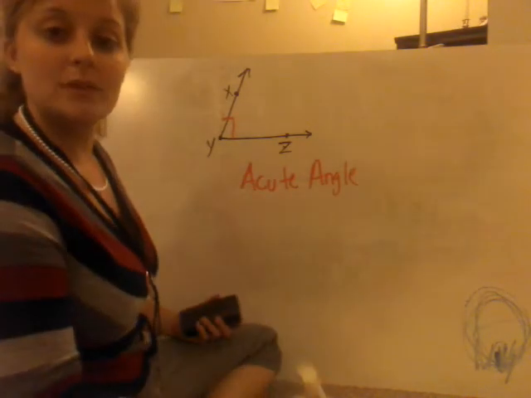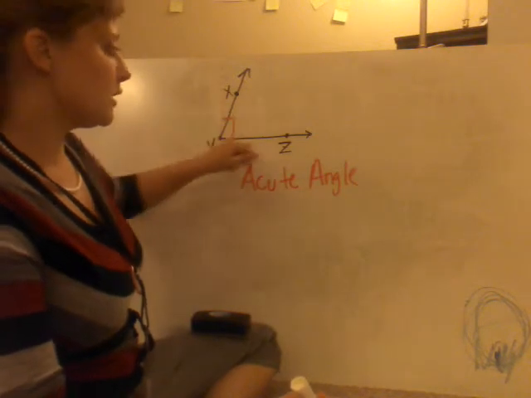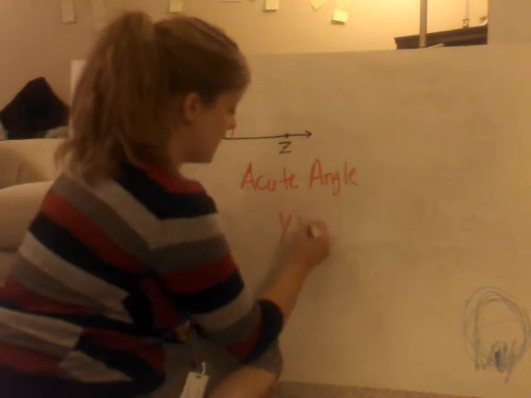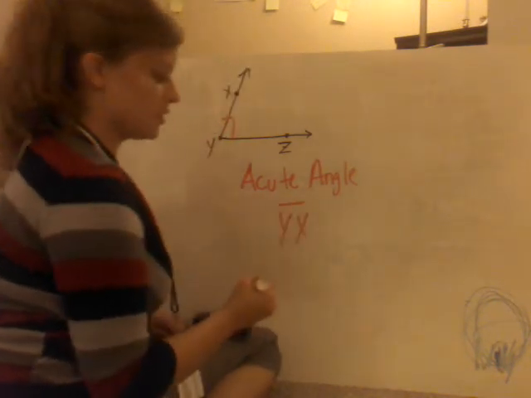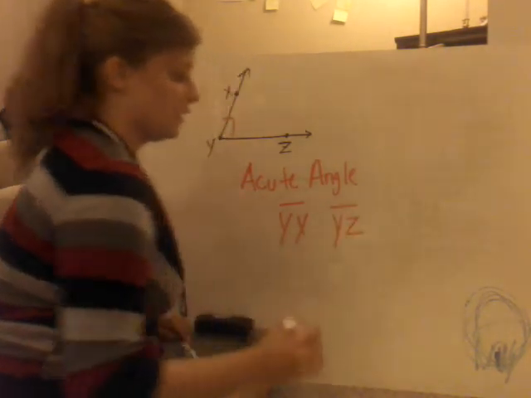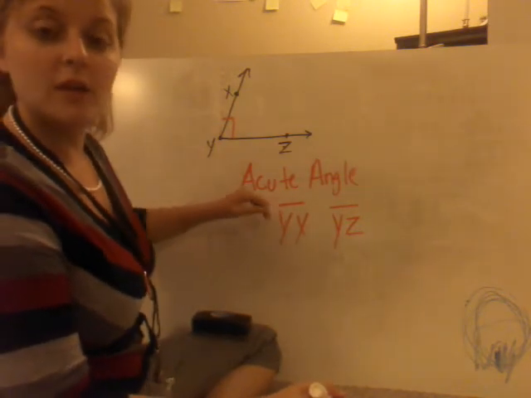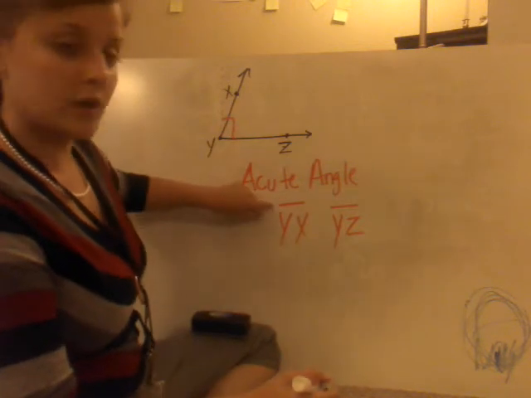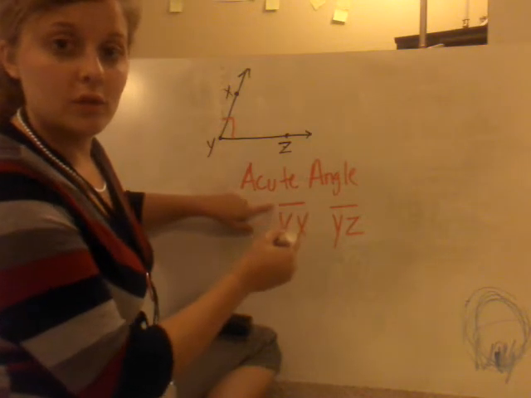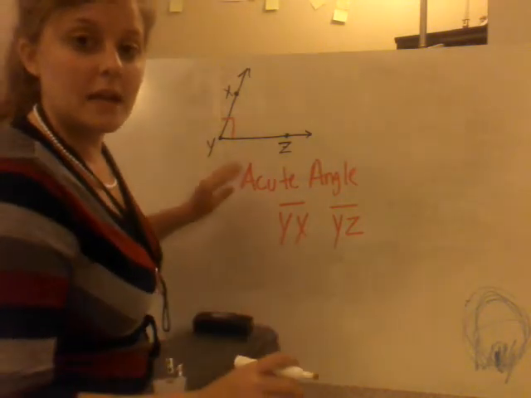Now, if I said name some segments in this, remember a segment is from one point to another point. I have 3 points marked on here. So I have a possibility of segment YX, remember my straight line drawn above it, or I have a segment of YZ, and there's my line drawn above it. Remember, there's no arrowheads on the end, so it's signifying, it's letting me know that the information here is a segment, not a complete line.